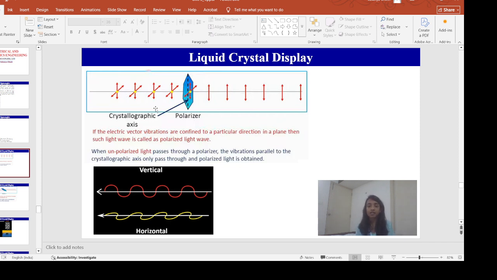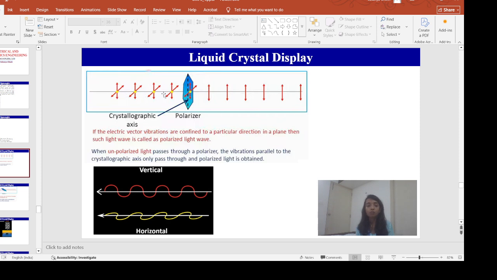You can see in this arrangement, these light waves have vibrations that are not directed to a particular plane. They have random vibrations. When these unpolarized light waves are allowed to pass through a polarizer, you can see at the center of the polarizer there is a dotted line. This is called the crystallographic axis of the polarizer.